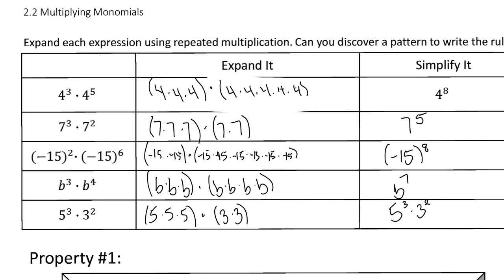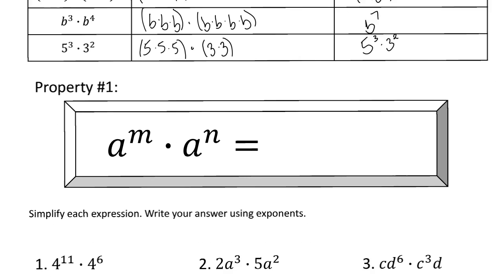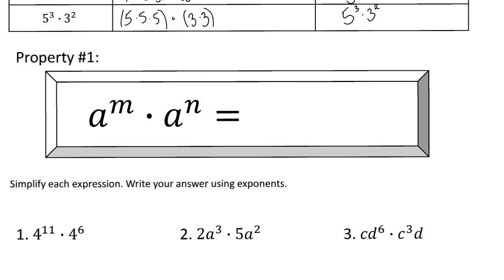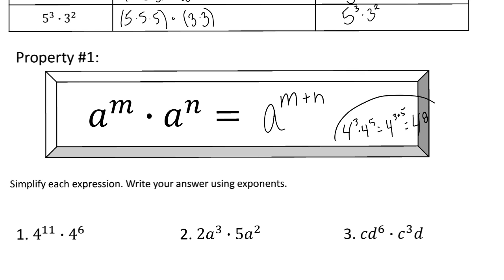Okay, so what do you think that the rule is here? Do you have an idea of what you think the rule is? So looking at this, we're saying that it's a to the m plus n. As an example, let's just use the one from up top. We had 4 to the third times 4 to the fifth. So that becomes 4 to the 3 plus 5, which is why it was 4 to the 8th power. So we use this rule and we just add up our exponents. When we're multiplying straight across, we add up our exponents.